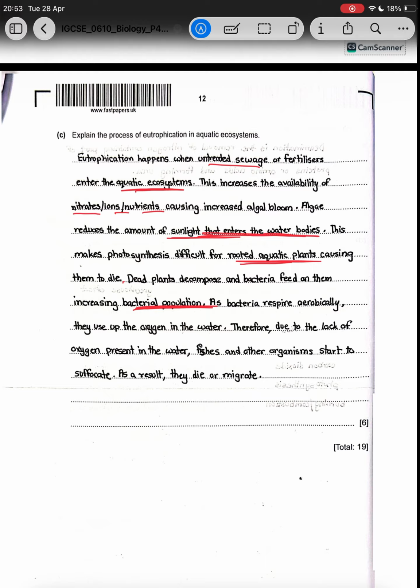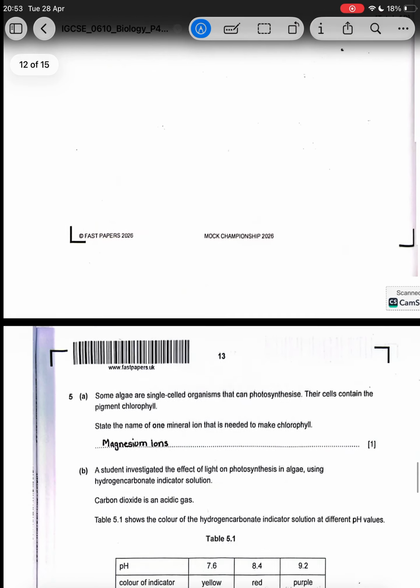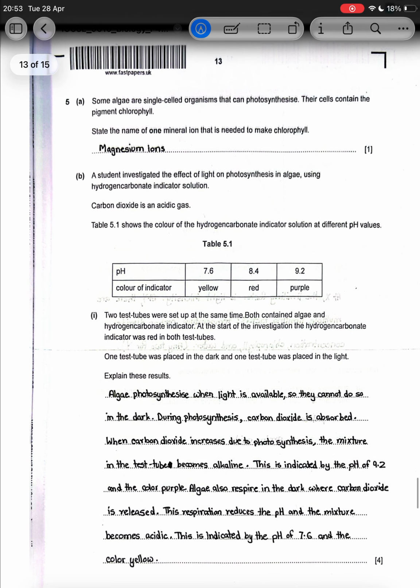And as they increase in number, they also respire aerobically and they use up more oxygen from the water, and therefore the amount of oxygen present in the water reduces, and fishes and other organisms that take in the oxygen also start to suffocate and therefore die or have to migrate to another water body if they are able to.